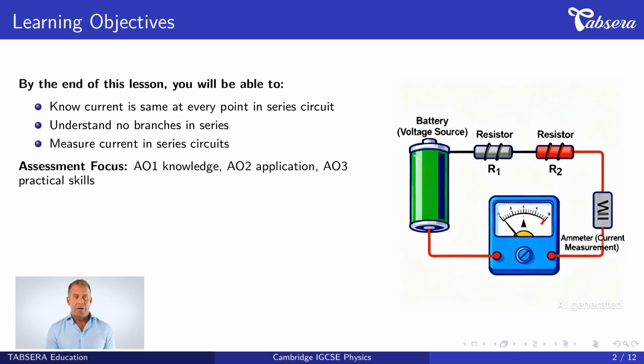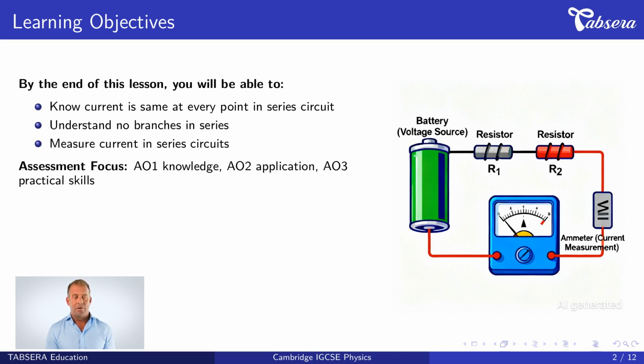Let's examine our learning objectives for today. By the end of this lesson, you'll be able to, first, know current is the same at every point in a series circuit. This means understanding that electric current does not change as it flows through components connected in series. Second, understand no branches in series. This refers to the single pathway characteristic of series circuits.